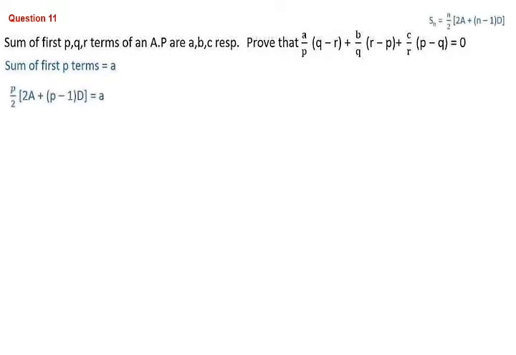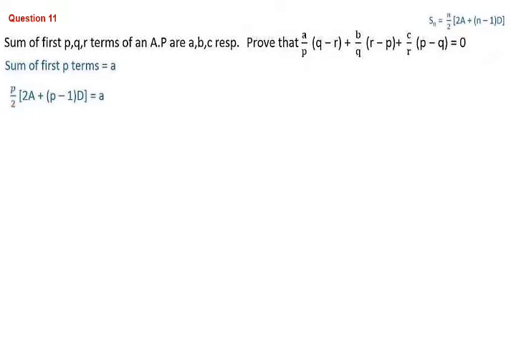Here, the sum of first p terms: we will take each condition separately. The sum of n terms formula is n by 2 into (2A plus (n minus 1) into D). Here I am taking the first term as capital A and the common difference as capital D, because a, b, c, all these alphabets are already used in the question.